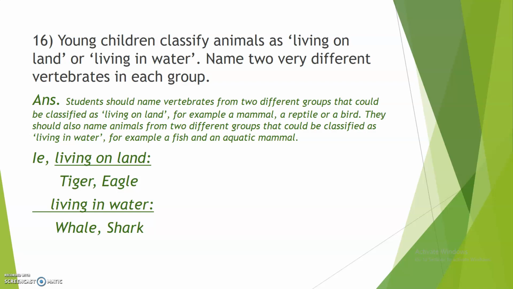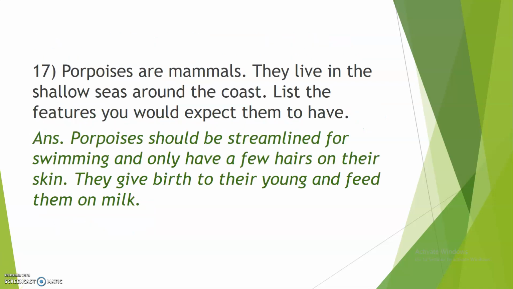Okay. Living on land. Now, the next classification is living in water. Whale and shark. Both live in water, but the whale is a mammal. Okay. The shark belongs to the category of fishes. So they are entirely different. So with this classification, we cannot say that the animals have the same features. Anyways. So, next question. 17th question.